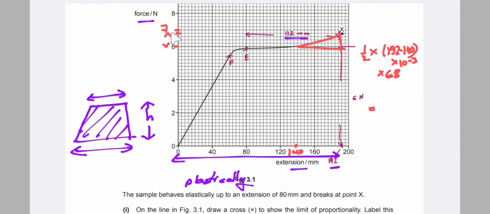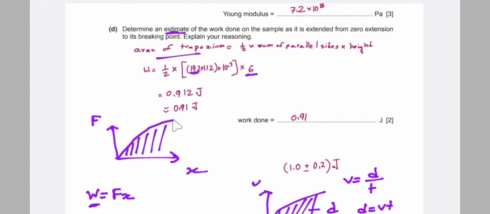We need to consider this vertical height. From 6 to this point, that is 6.8 minus 6, which is 0.8. So the answer we get is 0.0208. What then is the area of the trapezium plus the small triangle that we need to consider? The trapezium plus the area of the triangle, that is 0.0208.